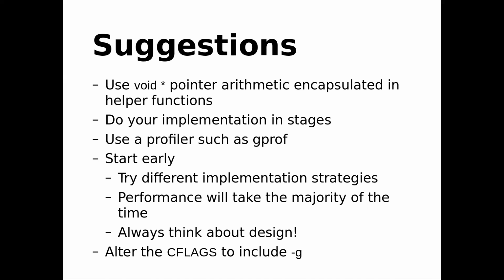Also, use a profiler such as gprof. You haven't used gprof in this class before, but this will help you understand which functions in your code are taking the most amount of time when you're trying to optimize the memory allocator for performance. Another thing I would do is start early and try many different implementation strategies. Earlier, I talked about the implicit list, which, by the way, you can't just resubmit Dr. Back's implicit list file. I wish it were that easy, but you can't just do that, sadly.